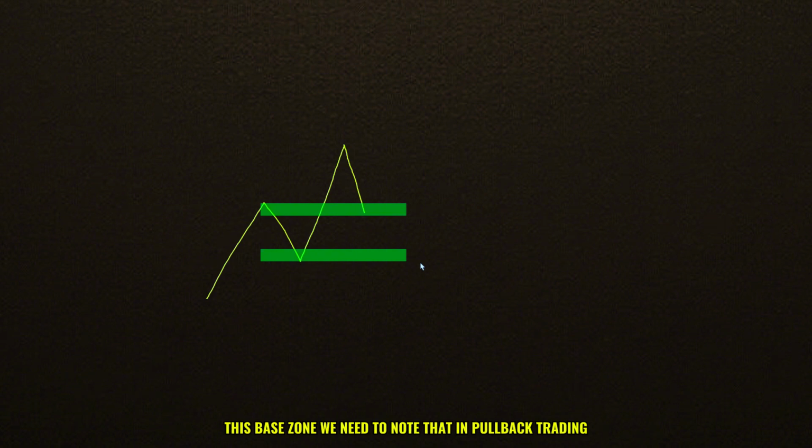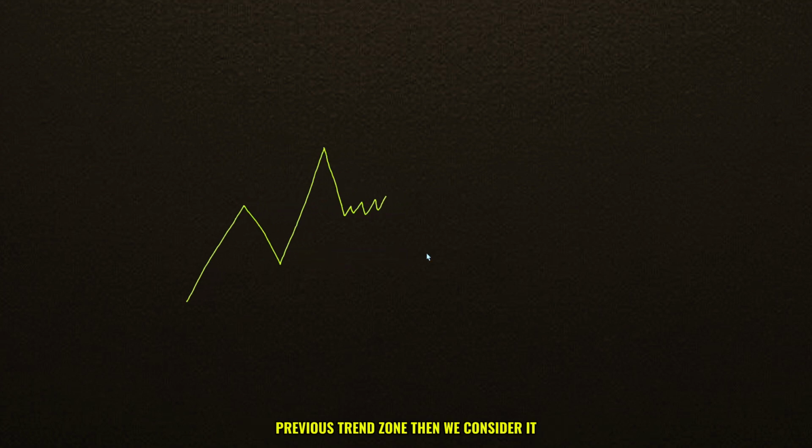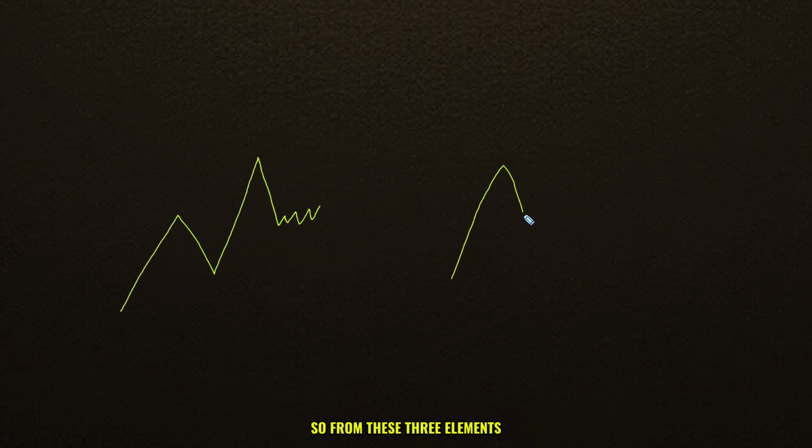We need to note that in pullback trading, the market must have a clear trend. In the case of buying, the previous trend must be up and clearly dominant. Not in a sideways market, where the price pulls back to a resistance zone and then creates a signal. Then at this time, we no longer call it a pullback, and its effectiveness will not be good either. Unless this sideways zone is located within a clear previous trend zone, then we consider it. So from these three elements, we will have the following variants.